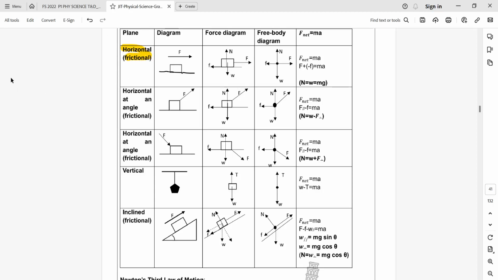The diagram states that if the diagram is like this one, then we have the object. This is our object. You see this square or rectangular shape, it's our object. And this capital letter F here represents applied force. This arrow shows where the applied force is going. So now in the first diagram, our applied force goes to this side.